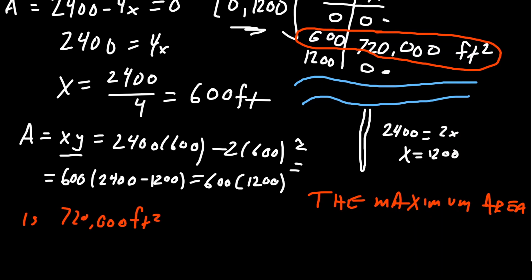Now, remember, the original question didn't actually ask what the maximum area was. What it asked is what dimensions will give us the maximum area. So make sure we actually answer the question that's given. The maximum area is 720,000, and it's obtained at a 600 feet by 1200 feet rectangle.